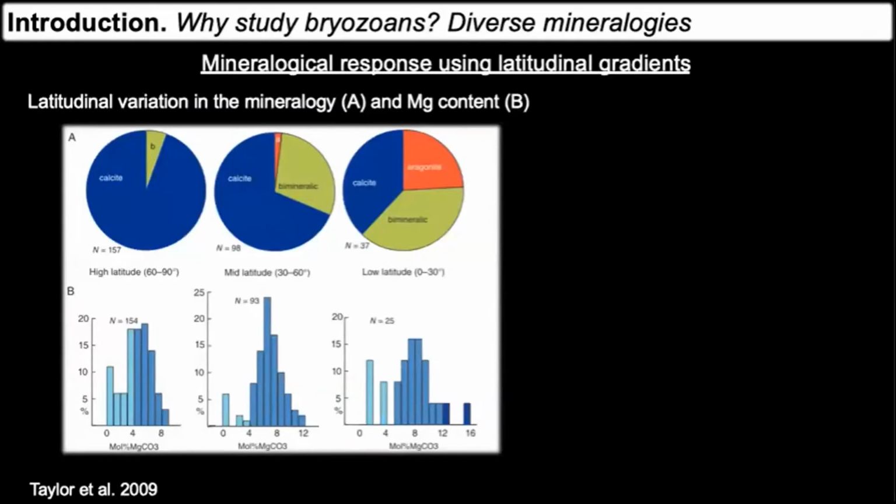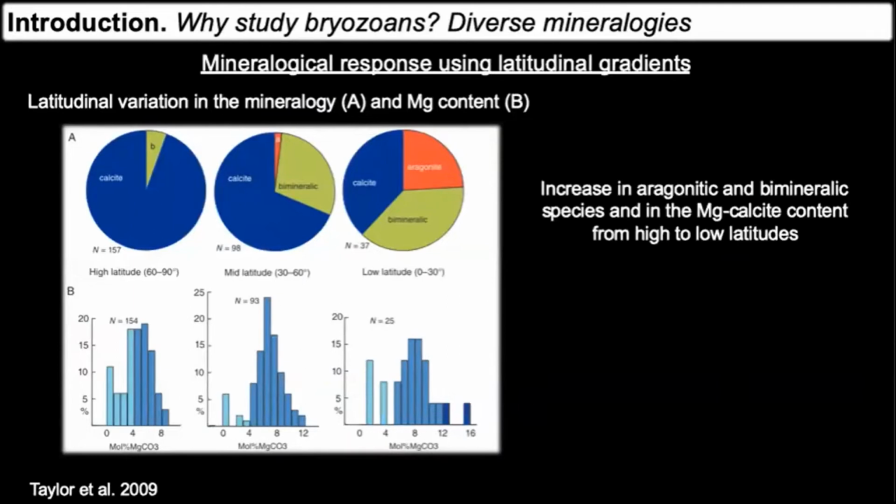For instance, Taylor and other colleagues found a latitudinal gradient in the mineralogy and the magnesium content. In particular, they found an increase in aragonitic and bimineralic species and in the magnesium content from high to low latitudes. They were wondering if it was due to temperature or other environmental factors.